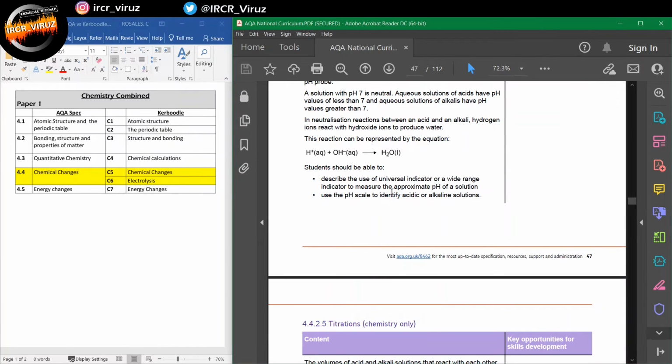So students should be able to use universal indicator on a wide range of solutions to measure the approximate pH of a solution and use the pH scale to identify acidic or alkali solutions.